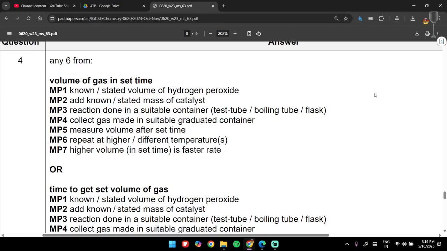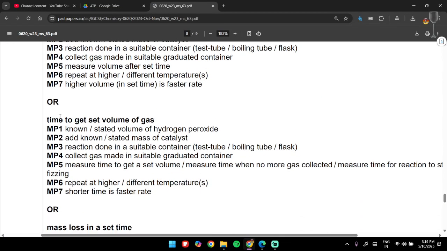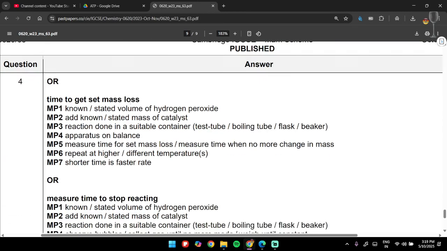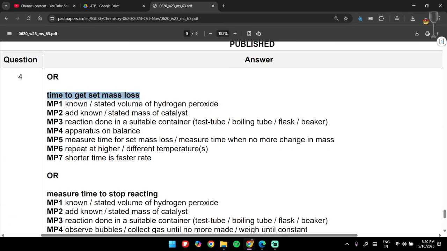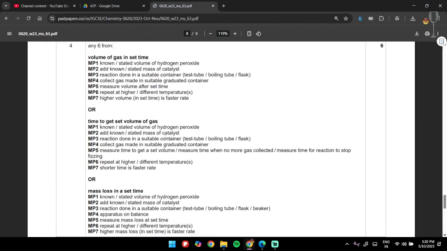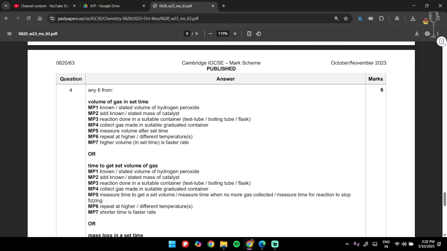you're not going to get 7 out of 6, okay? It's just that if you missed any point, if you have written a 7th point, then if you missed any, let's say over here, this one, then it will compensate and you'll eventually get your 6. Now, that's not the only way to do it. You could have done time to get set volume of gas, mass loss in a set time, or time to get set mass loss, or measure time to stop reacting, okay? Now, any of these are perfectly correct and you will get your 6 marks. So this is how you are supposed to attempt the paper 6 question.